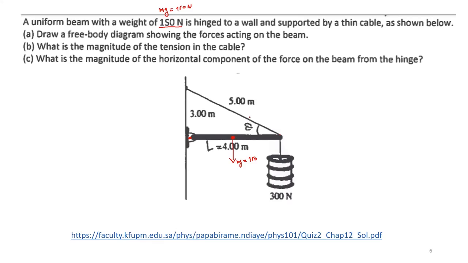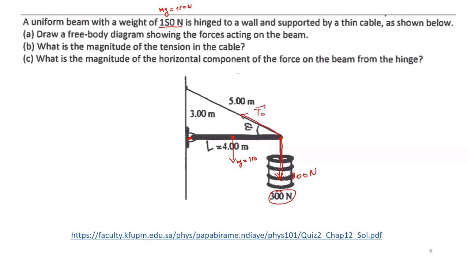Okay. First question, draw a free body diagram showing the forces acting on the beam. So the beam is my system. I look at all the external forces that act on the beam. Of course, I have 150 Newton here due to the weight of the beam, which is applied right in the middle of the beam because it's uniform. Here, at this end, I have 300 Newton. Why? Because I have this massive object which has a weight of 300 Newton applied here, vertically downward. Here, of course, I will have the tension of the cable, TC.